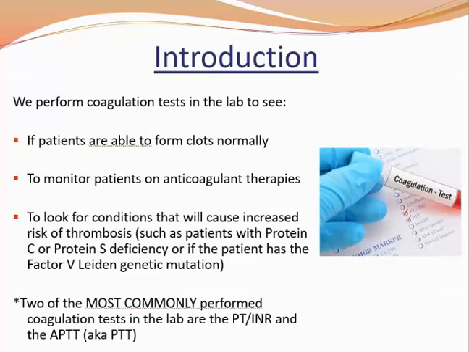Two common coagulation tests, or the two most commonly performed coagulation tests in the lab, are the PT-INR and the APTT, or just simply called the PTT. If we're able to reduce the risk of clots for patients, we reduce the risk of things like stroke, heart attack, and other serious medical conditions.